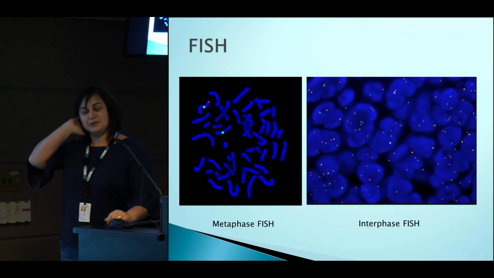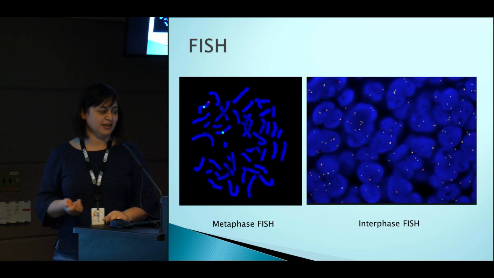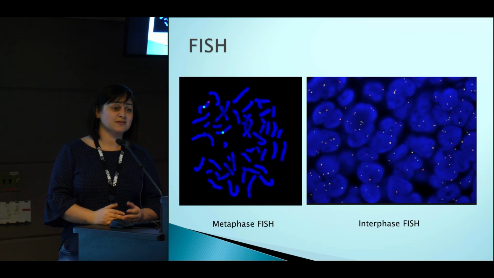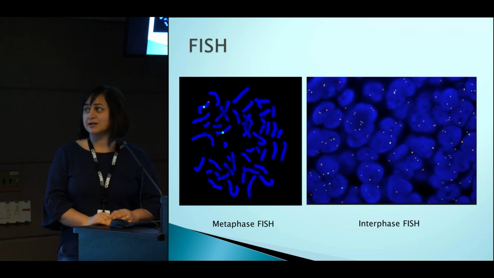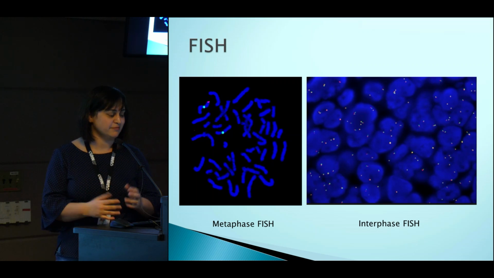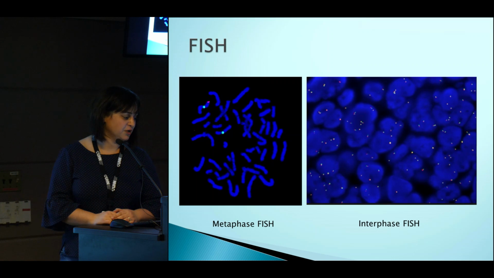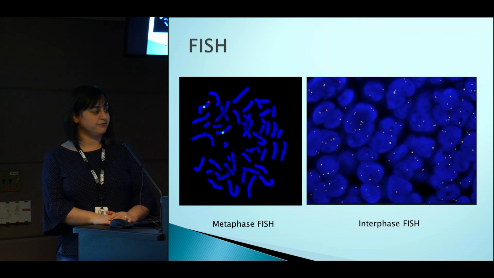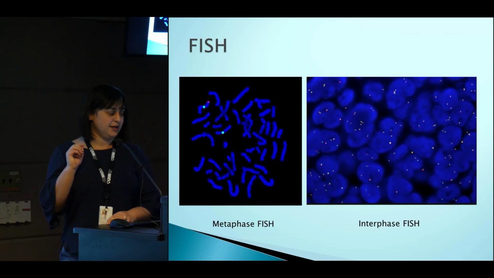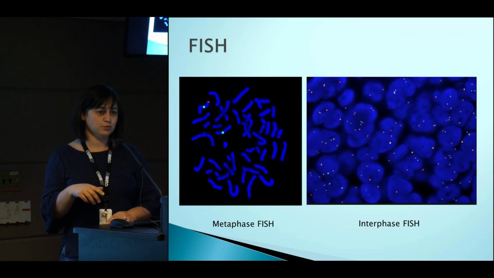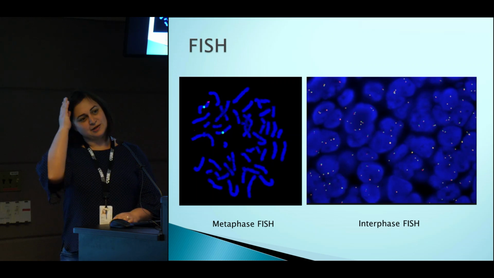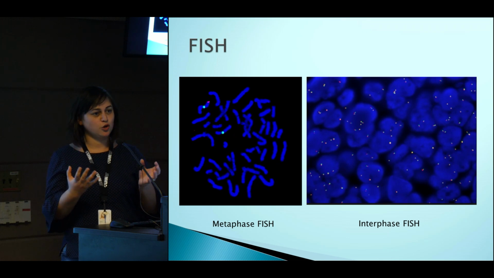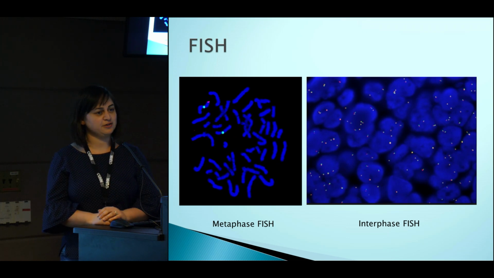Another test that we do in cytogenetics is FISH, which stands for fluorescent in situ hybridization. We use it on metaphases and interphases and on different sample types like bloods, bone marrows, and formalin-fixed paraffin-embedded tissue. Basically, a fluorescently labeled probe is annealed to a specific region on a specific chromosome, so it gives you a better detailed look at a specific chromosome versus a karyotype.